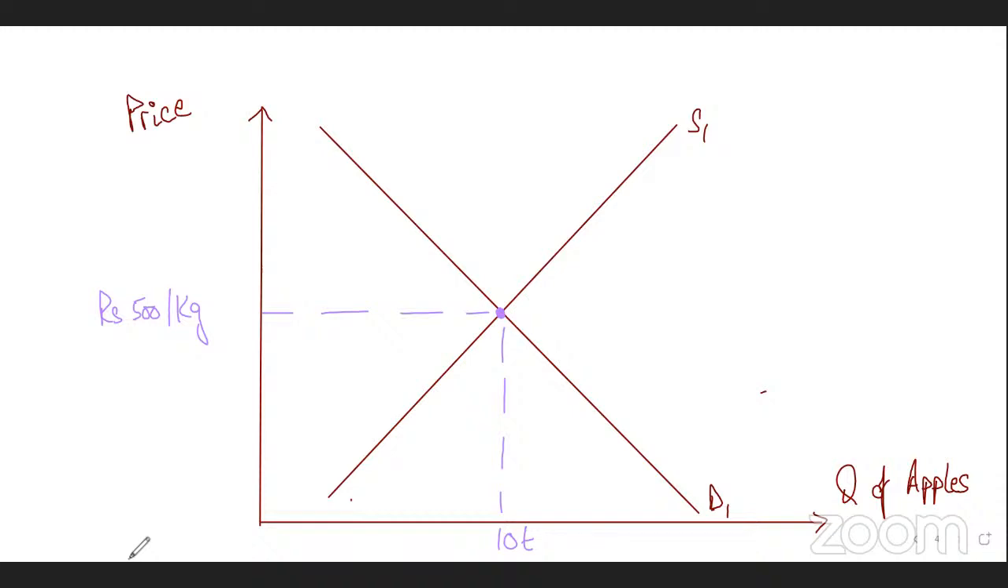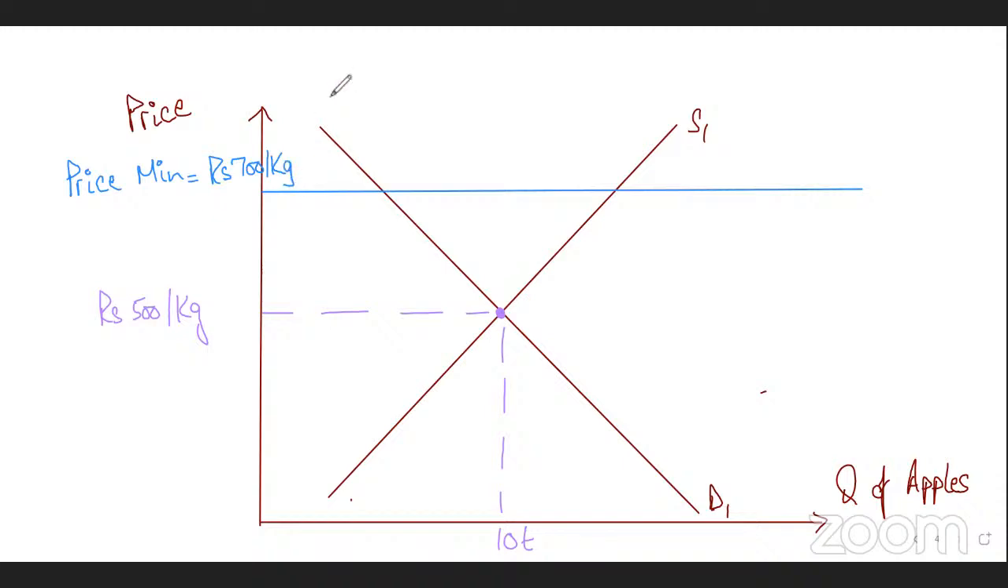Now to help farmers, the producers who grow apples, and knowing that 500 rupees per kg right now is not a fair compensation for the product, the government will set a minimum price higher than this. Think about it. The government will make a policy that no apples in Pakistan can sell for anything less than this minimum price. Let's say the government sets the price to be 700 rupees per kg. So instead of 500, the government is setting it to be 700 rupees per kg. This is the rule that the government has made.